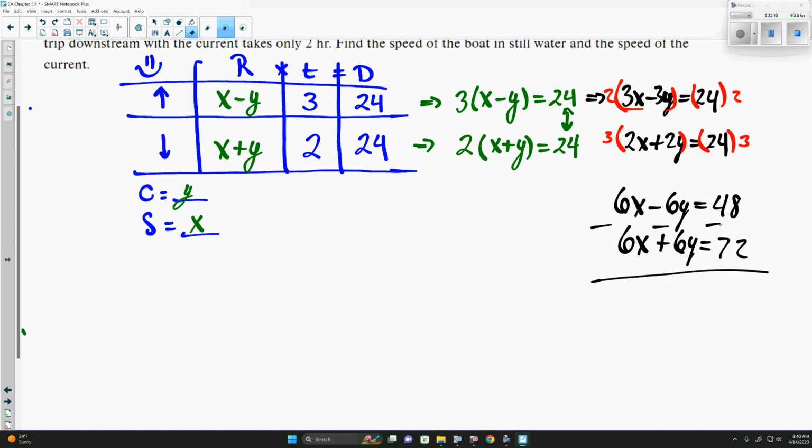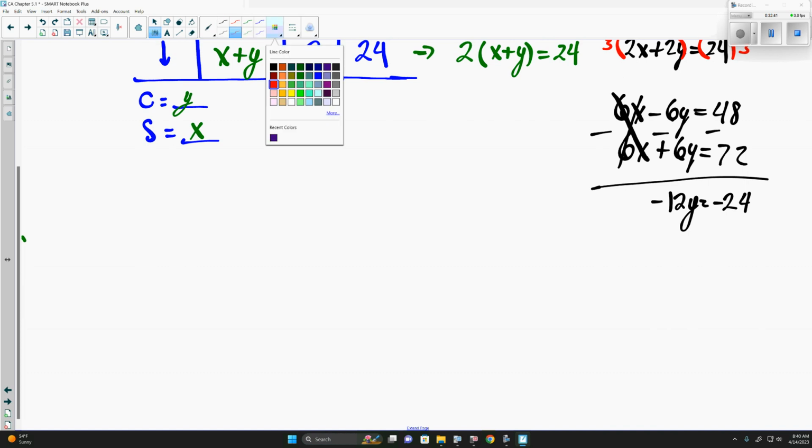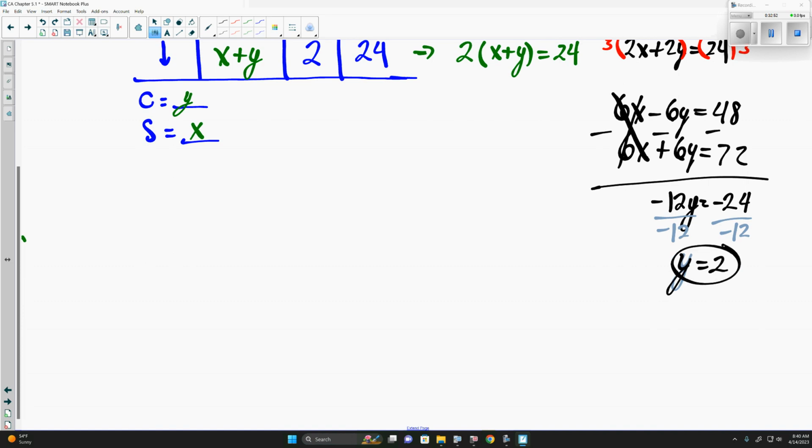However, the x's are, and it does feel like, because my first instinct was that everything's going to cancel out. But since the x's are the same, we subtract. 6x minus 6x is 0. Negative 6y minus 6y is negative 12y, is equal to. Here we can subtract 48 from 72, which gives us 24. Exactly, divide both sides by negative 12, telling us y is indeed 2.